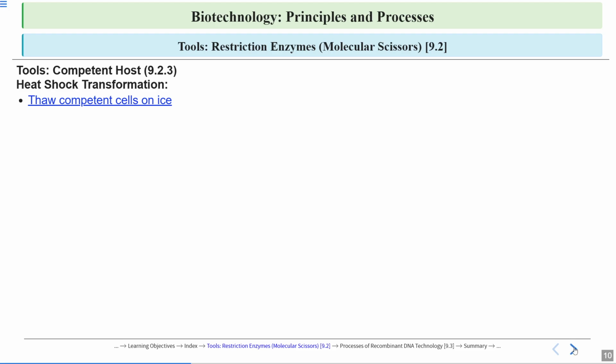competent cells on ice, because it has already been treated with calcium chloride, so we can assume that it became competent. Thaw competent cells on ice means they warm the cells to 37 degrees Celsius. So when they thaw it and bring it to normal room temperature, 37 degrees Celsius, now they add the plasmid DNA to the cell. This plasmid DNA means recombinant DNA.